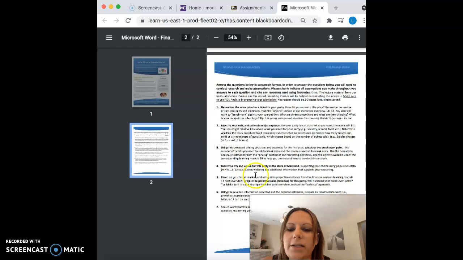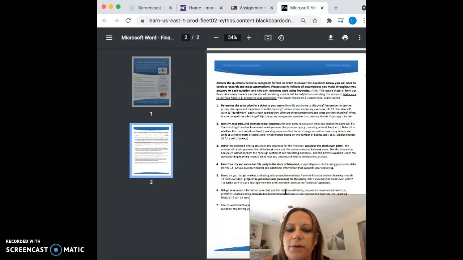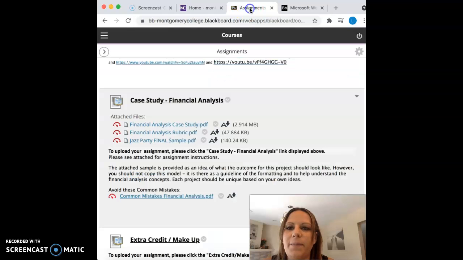You also need to project the potential sales revenue for the party. Using the revenue information, you'll want to calculate profit and losses in year one for the business and decide whether or not you should throw the party. Do not forget to include whether or not it makes sense to throw the party at the end of the assignment.